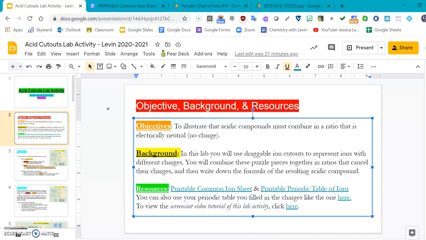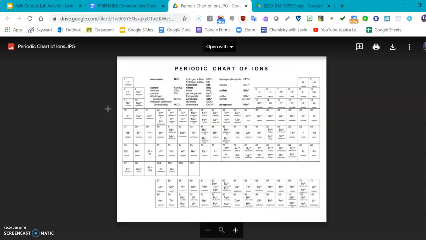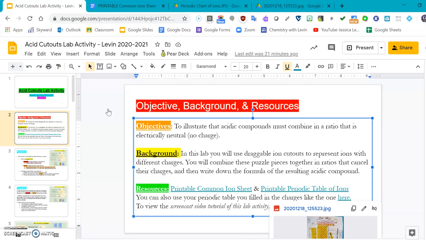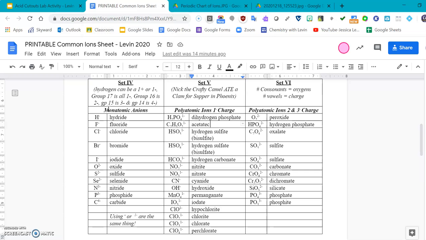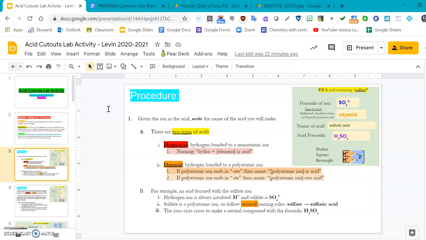There is also on here that printable periodic chart of ions, which you can use over here for your anions. Or just like before, you also have your periodic table. I told you how to label it with your 4 minus, 3 minus, 2 minus, and 1 minus for your different columns. So any of those will be useful, but my guess is it's going to be these, especially when we get into the polyatomic ion names. So what you'll be doing is trying to write the acid for the ion that it contains.